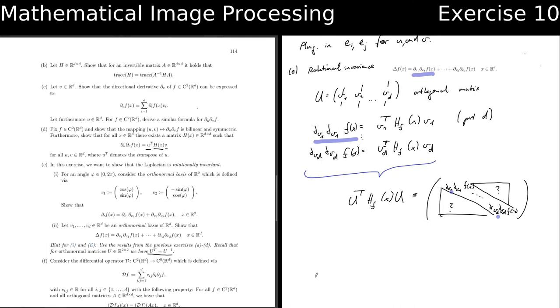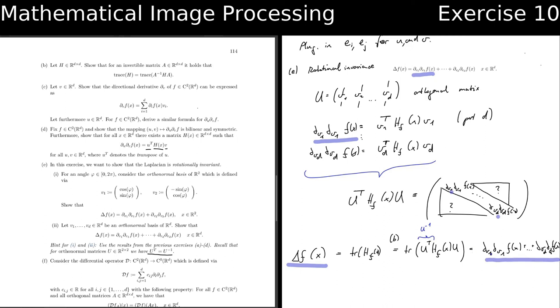And that already finishes the proof of the rotational invariance. Namely, if we start with the sum of d_v1 d_v1 f of x, and we sum up until the dth direction, we see that this is nothing else than the trace of the matrix that we have here above, U transpose times the Hessian of f times U. But as we saw in part B, this is nothing else than the trace of the Hessian. Because U is an orthogonal matrix, I can also write U transpose as U to the minus 1. But the trace of the Hessian at position x is nothing else than the Laplacian of f at position x. And this is just what we wanted to prove, namely the Laplacian of f equals the sum of the directional derivatives with respect to another orthogonal or orthonormal basis.